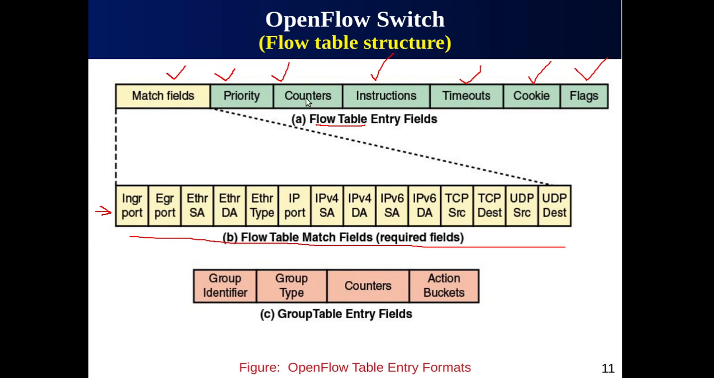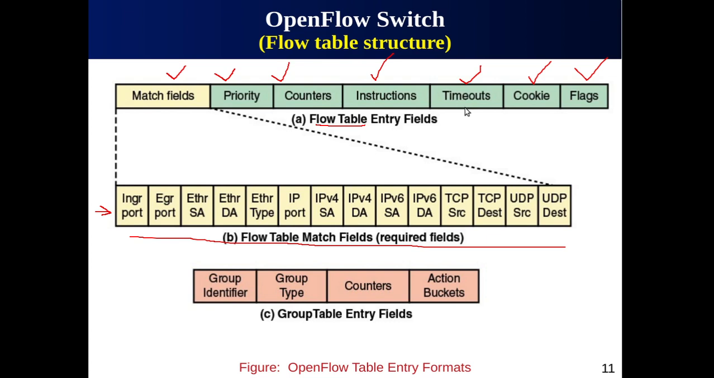For example, there is a counter for the duration, the reference count variable value, and the received number of packets, etc. Different types of counters. Instruction is important, by the way: the instructions that need to be performed if a match occurs. So if an incoming packet in the flow table finds a match with an entry, then what instructions, or you can say what actions, need to be performed.